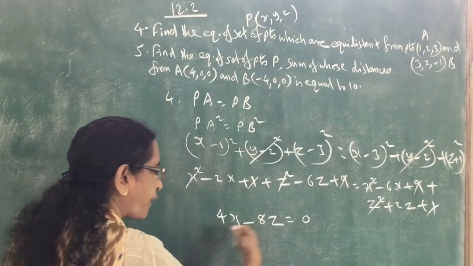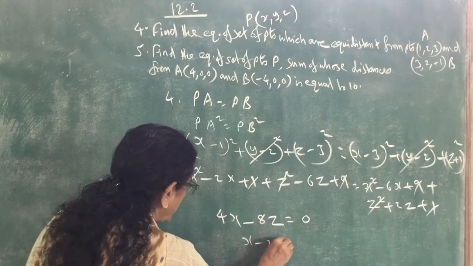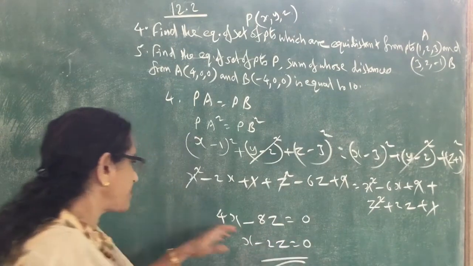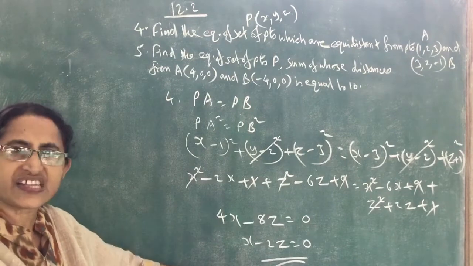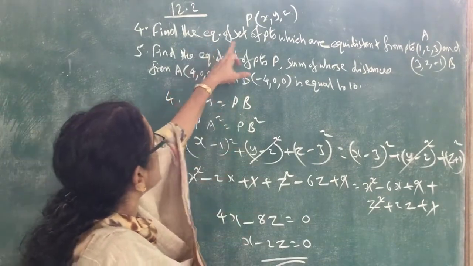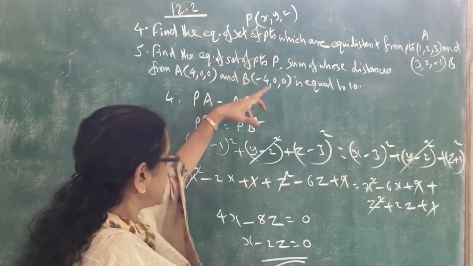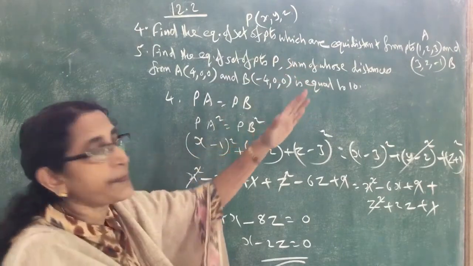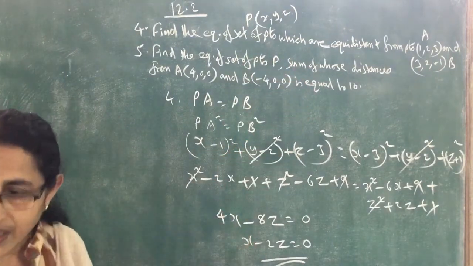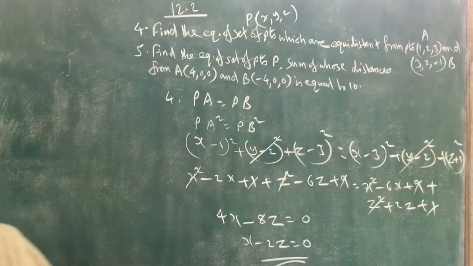Therefore cancelling 4, we get x minus 2z equal to 0. x minus 2z equal to 0. So that is the equation of the set of points P(x, y, z) which are equidistant from A and B. So that is the equation. Now next question, the fifth one.